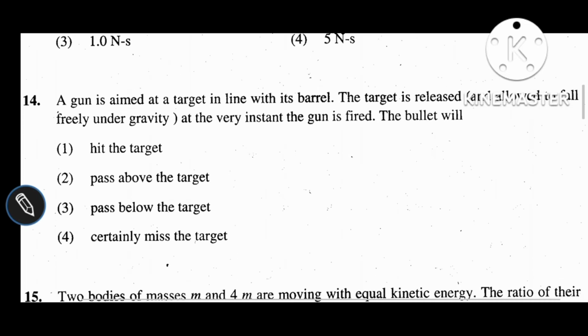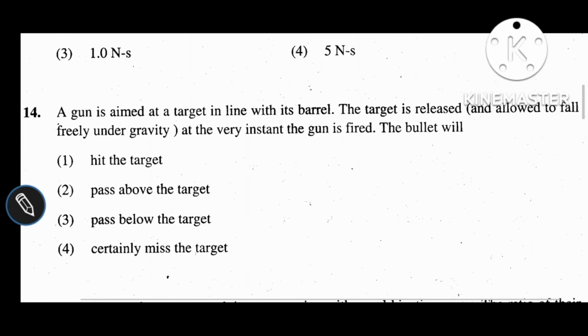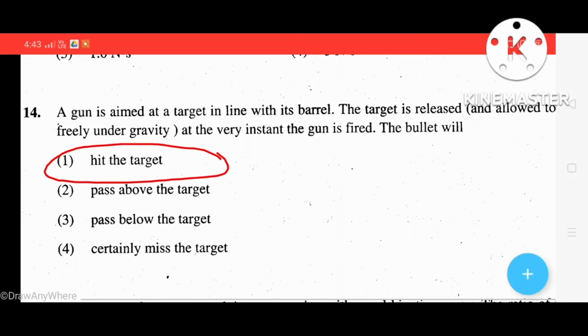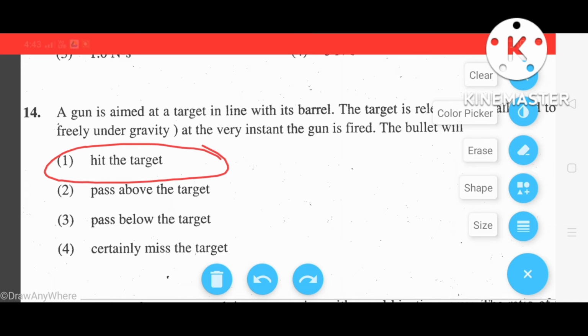Next question, 14th one. A gun is aimed at a target in line with its barrel. The target is released and allowed to fall freely under gravity at the very instant the gun is fired. The bullet always hits the target. The option number 1 will be the correct answer because the vertical downward displacement of both the barrel and the bullet will always be equal. So here the bullet will always hit the target here. That is, option number 1 will be the correct answer.